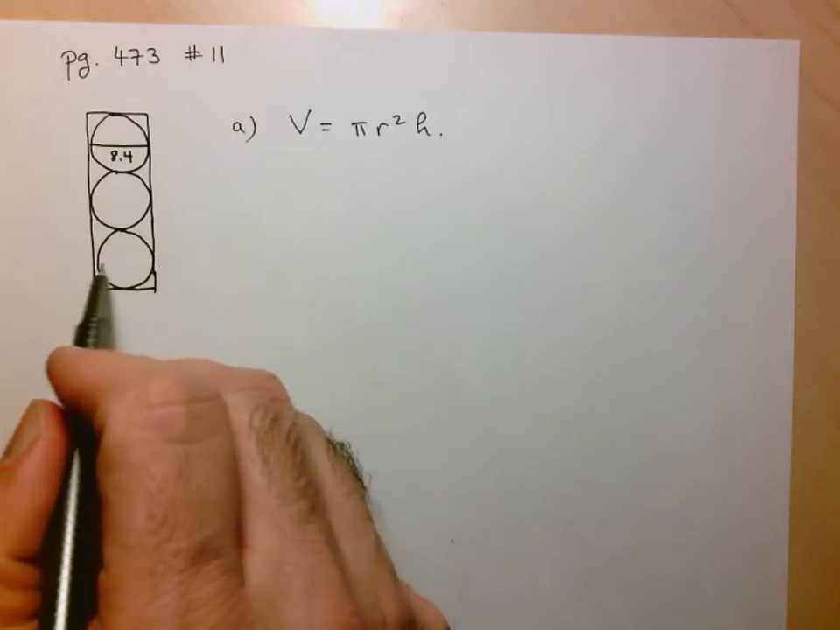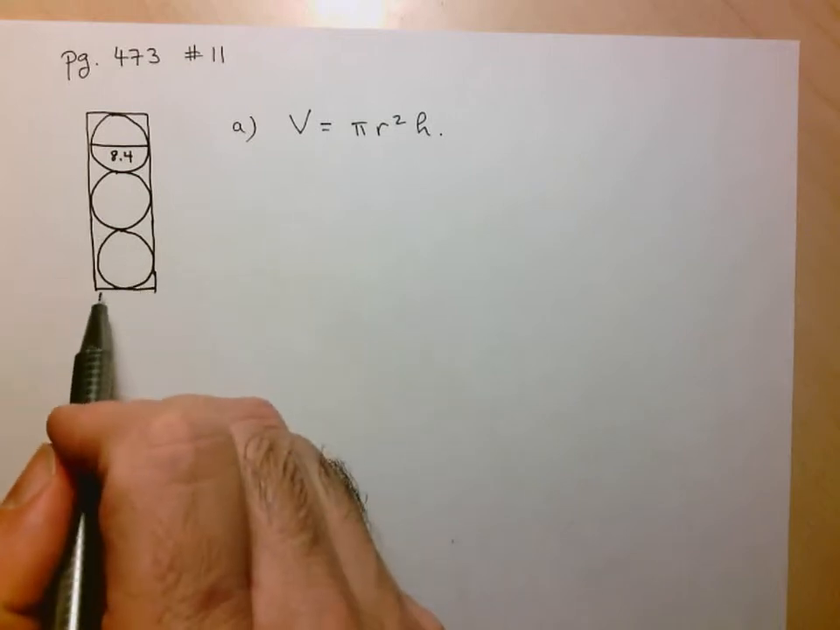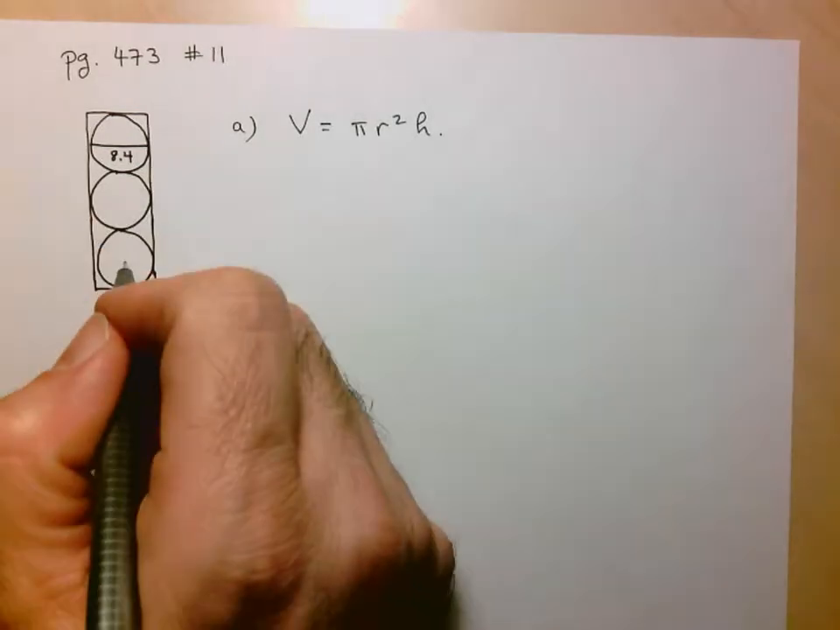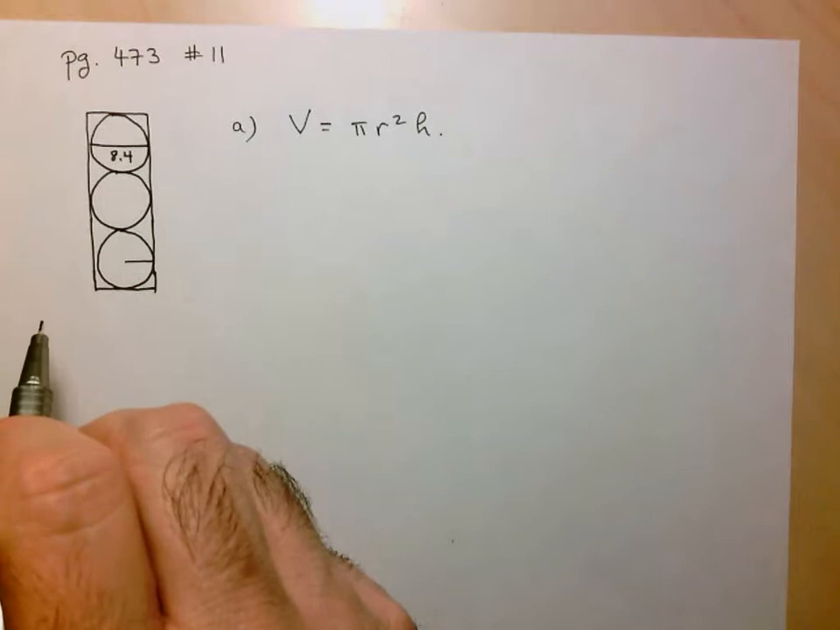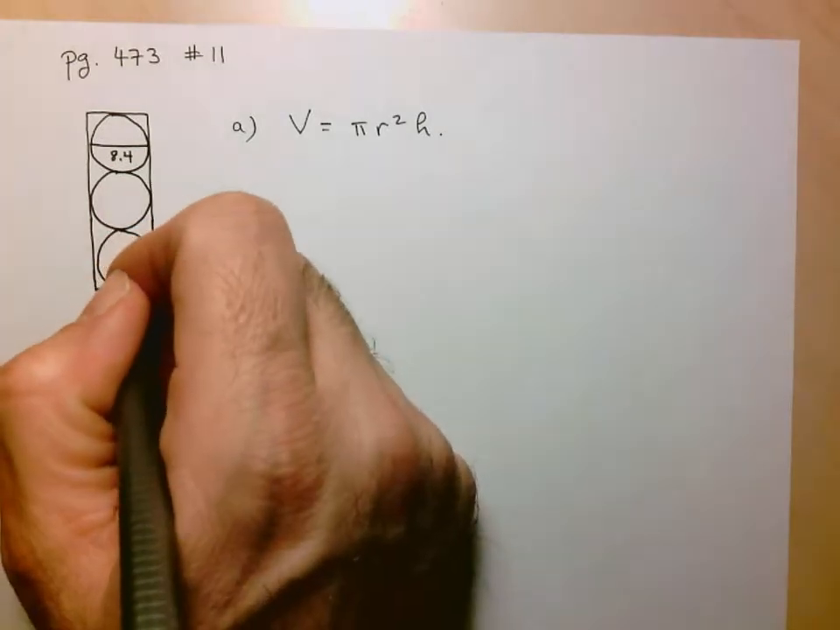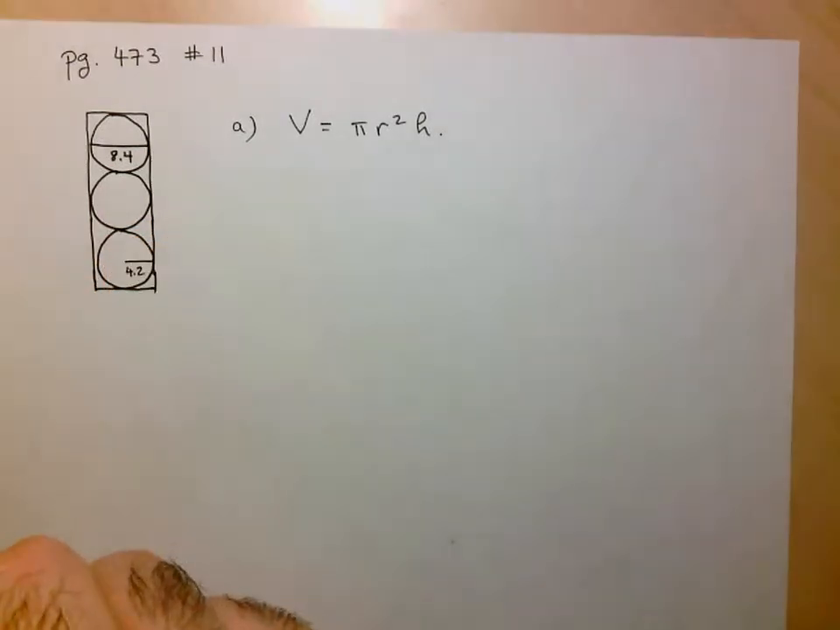Since these balls fit tightly in the can, I know that the radius of the can is just going to be the same as the radius of one of the tennis balls. So since the diameter is 8.4, I just divide that by 2, so 4.2 is going to be the radius.